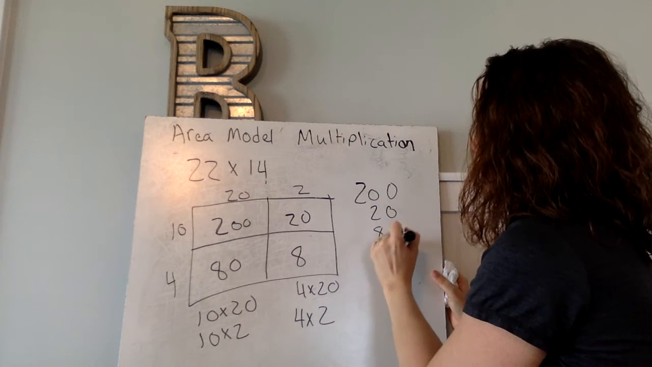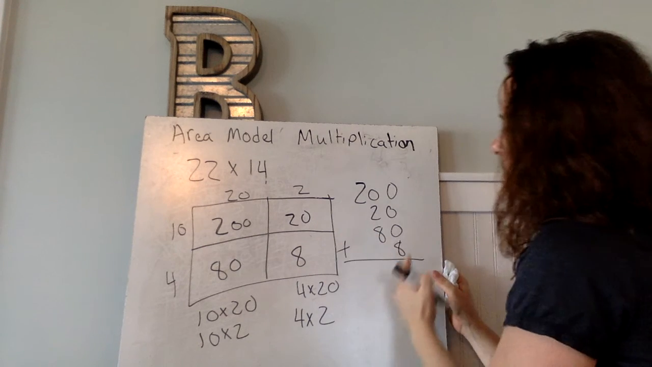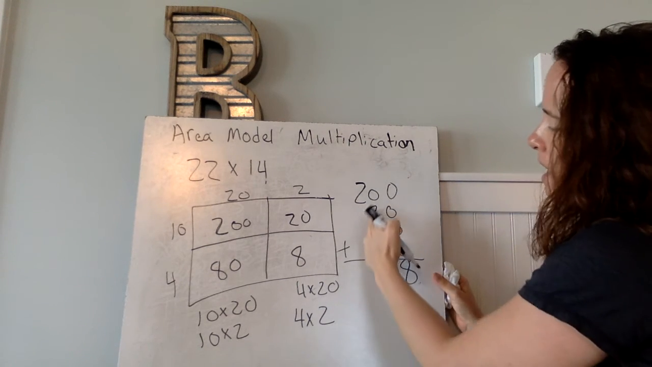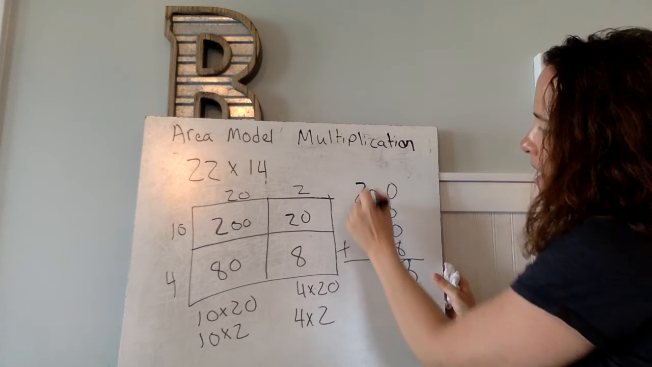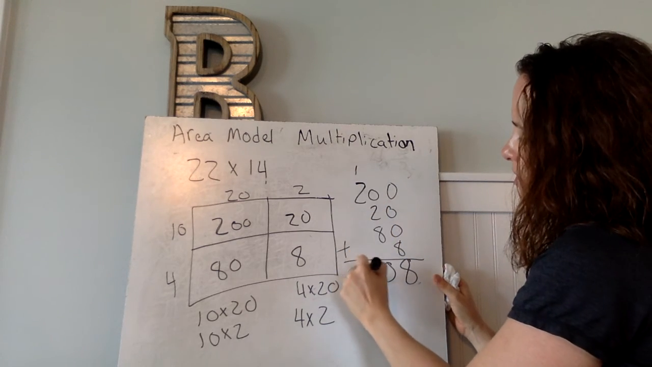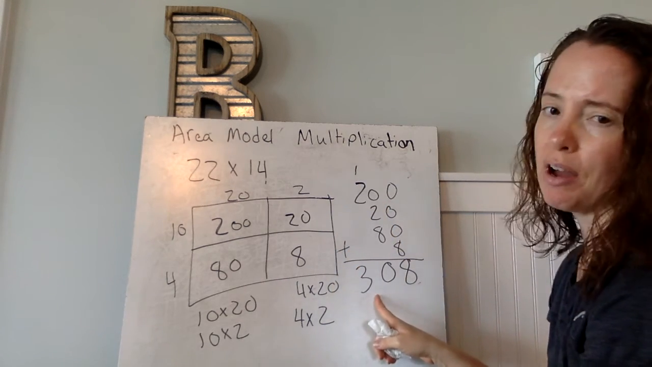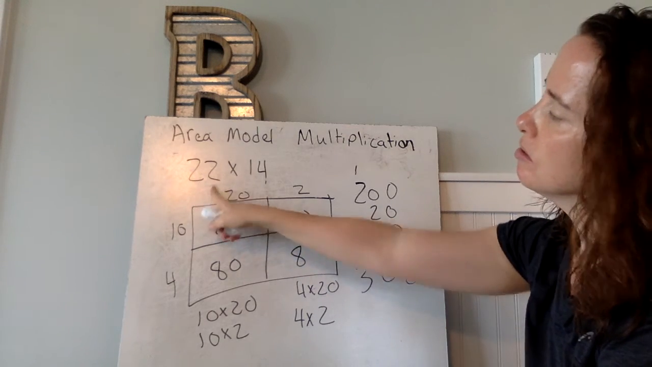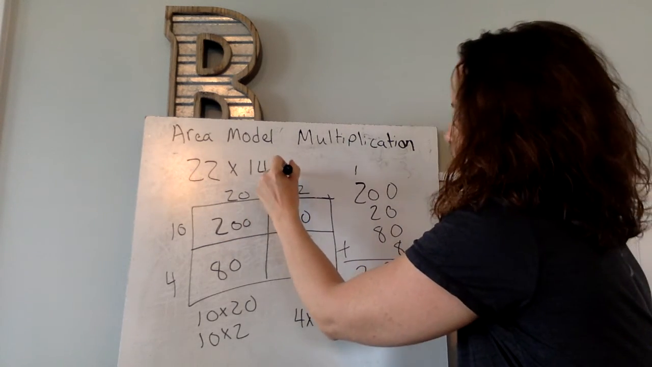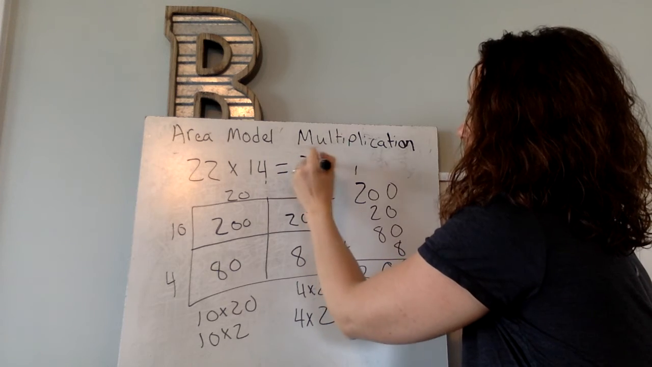Remember, stack them according to place value. Add my ones column, I get 8. Add my tens column, I get 10. And my hundreds is 3. So the answer to 22 times 14, we get a product of 308.